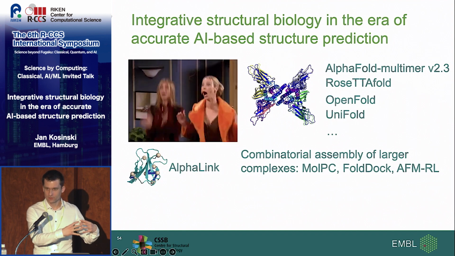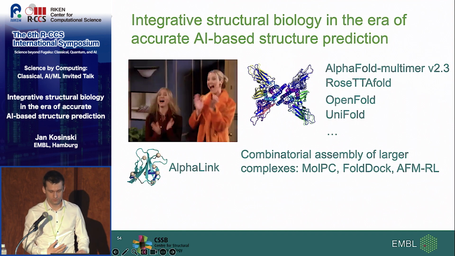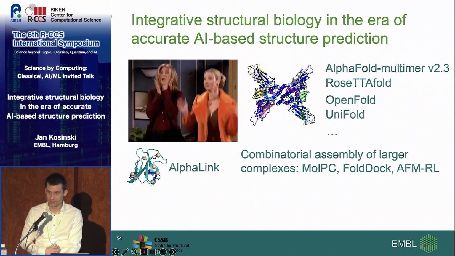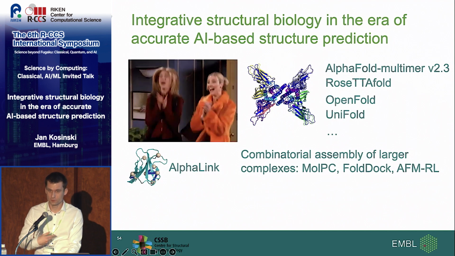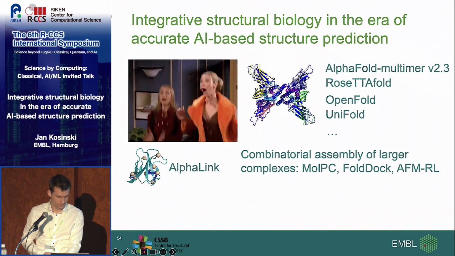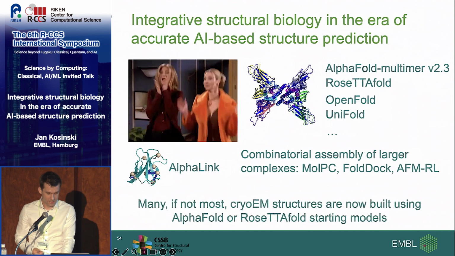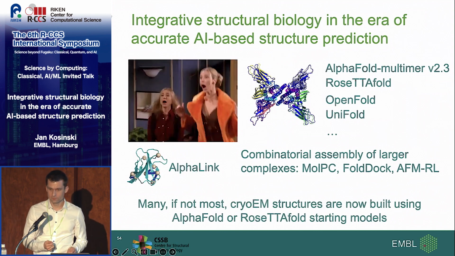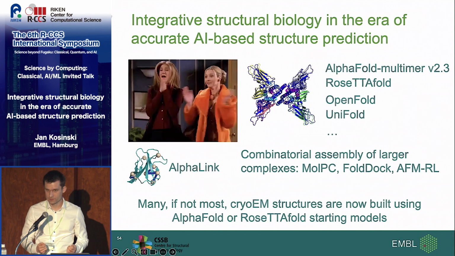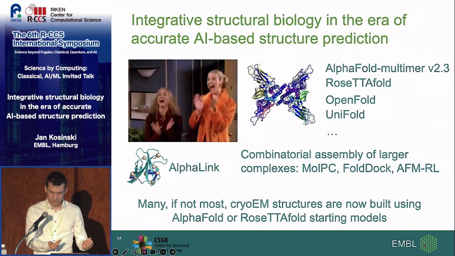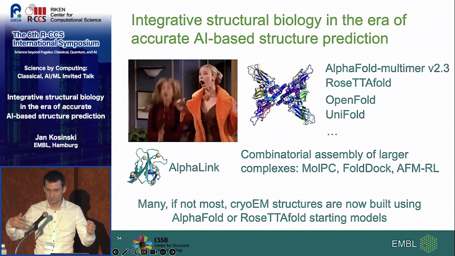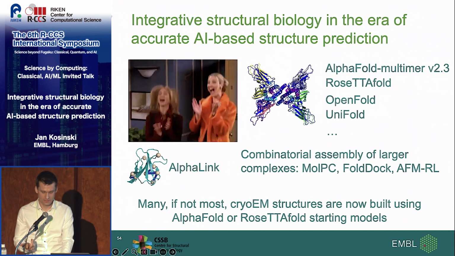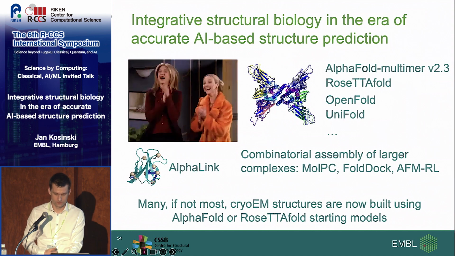Because AlphaFold still cannot model huge complexes because of the memory limitations. For instance, the last one, AlphaFold multimer, uses reinforcement learning to perform these combinations. And these days, many, if not most, cryo-EM structures are built using AlphaFold or RosettaFold as starting models. So you get a map, even at 3-angstrom resolution, you model AlphaFold of different pieces, fit them in, and then refine using molecular dynamics, for instance, into the map.